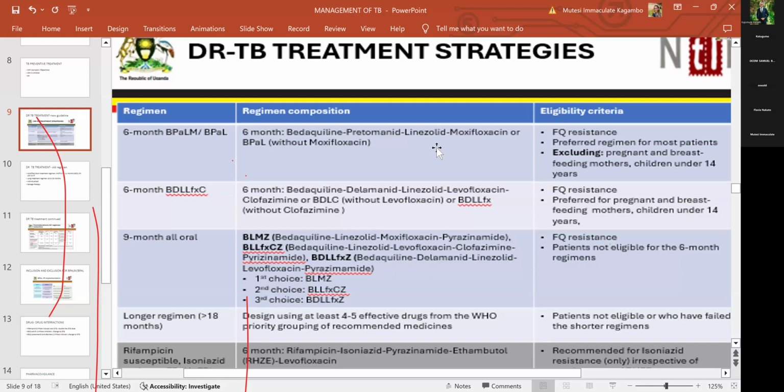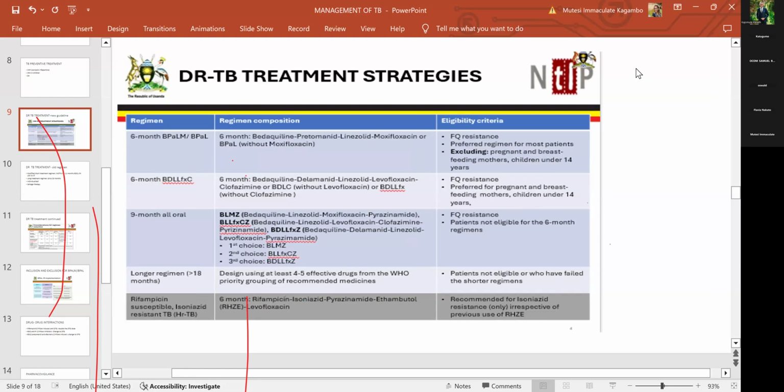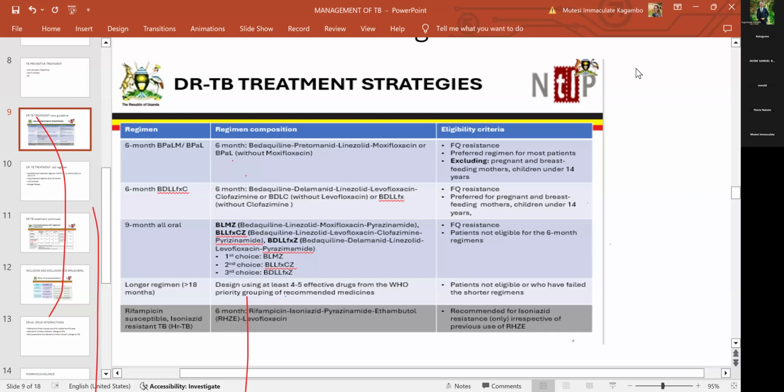There's eligibility for this 6-month regimen. Now, there are people who may not qualify for it. Now, if you have a fluoroquinolone resistance, the moxi, definitely you will not respond to it. So you can do the 3 drugs, the bedaquiline, pretomanid, and linezolid. So you either have BPaLM or BPaL. Hope you're seeing that difference. So it's either BPaLM or BPaL.